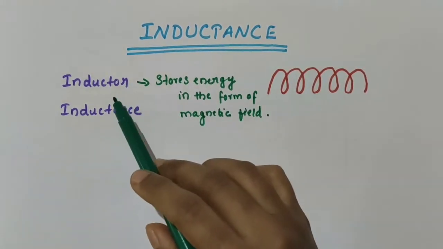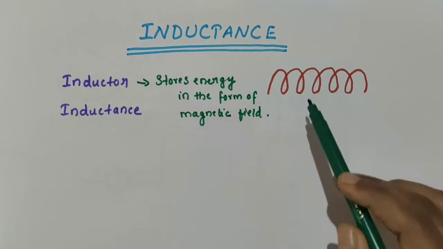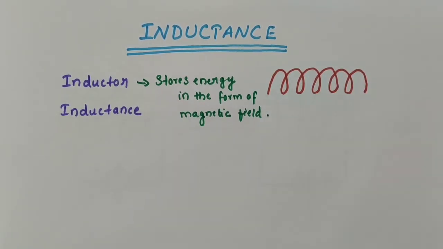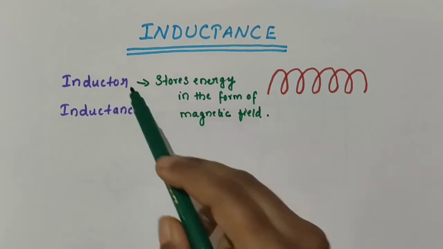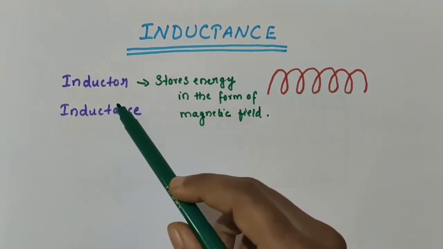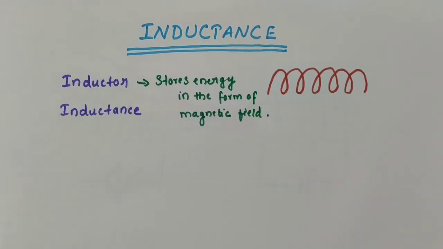An inductor typically consists of an insulated wire wound into a coil around a core, like soft iron. An inductor is actually a device which temporarily stores energy in the form of a magnetic field.